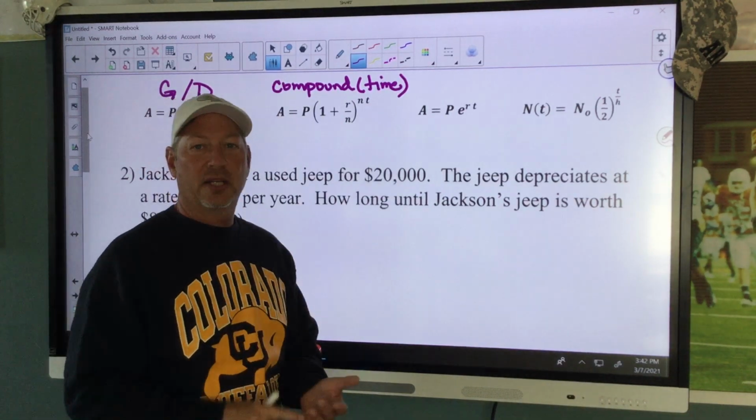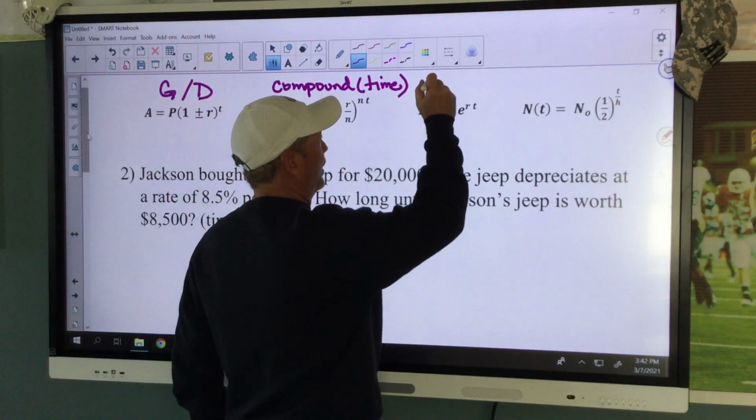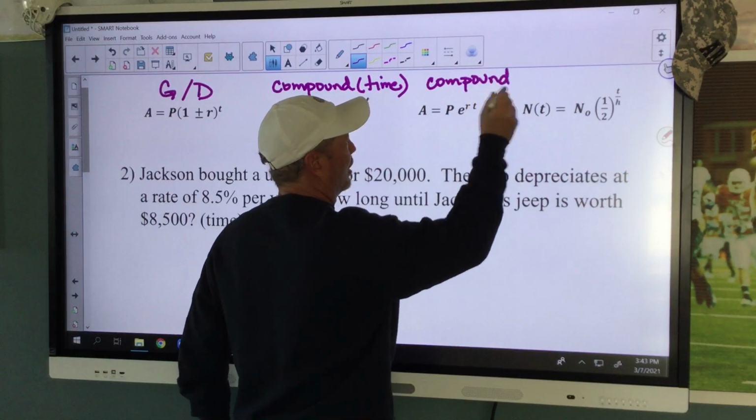When I see compounded continuously, I think of this formula.